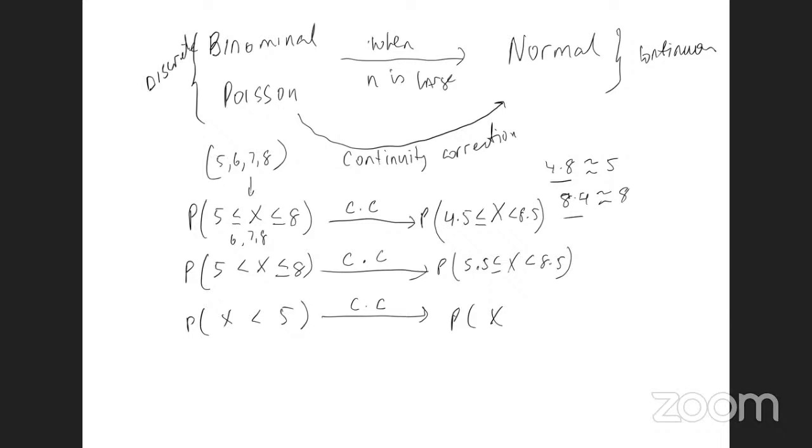Nice job, Grant. So less than 5 means you want values less than 5. So that would be like 4 and 3 and 2, right? So 5 is not included. Therefore, if 5 is not included, it will be x is less than 4.5, correct? You don't want to include 4.5, right? Right, because 5 is not included.